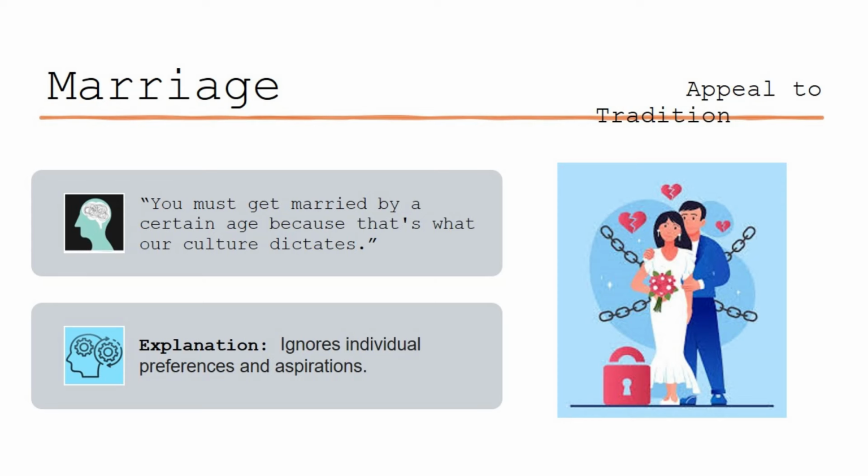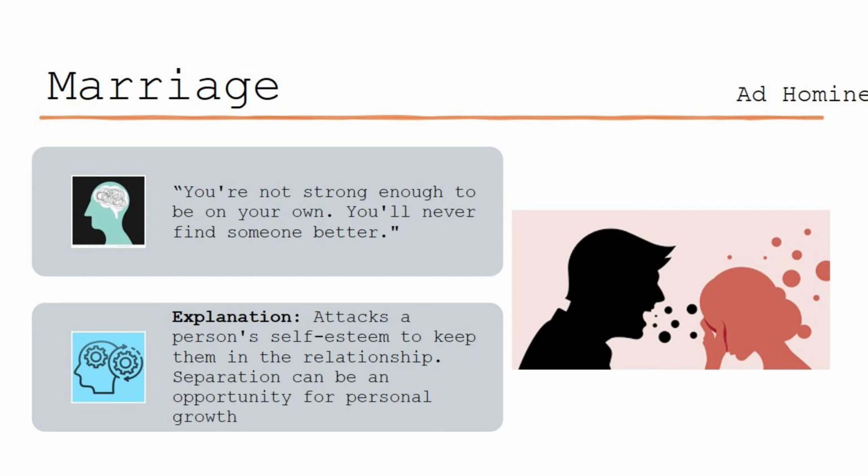You must get married by a certain age because that's what our culture dictates. So here it's an appeal to tradition again, ignoring individual preferences and aspirations. Now, let's say this is an area of separation. So you're convincing the person to continue in a relationship, saying you're not strong enough to be on your own. You will never find someone better.